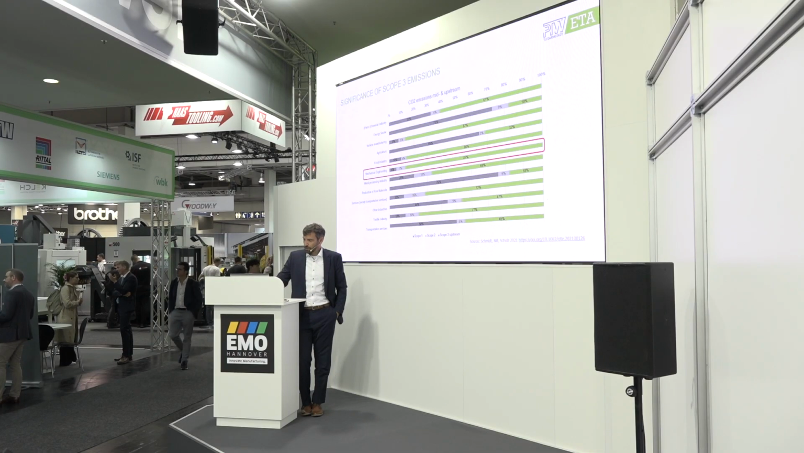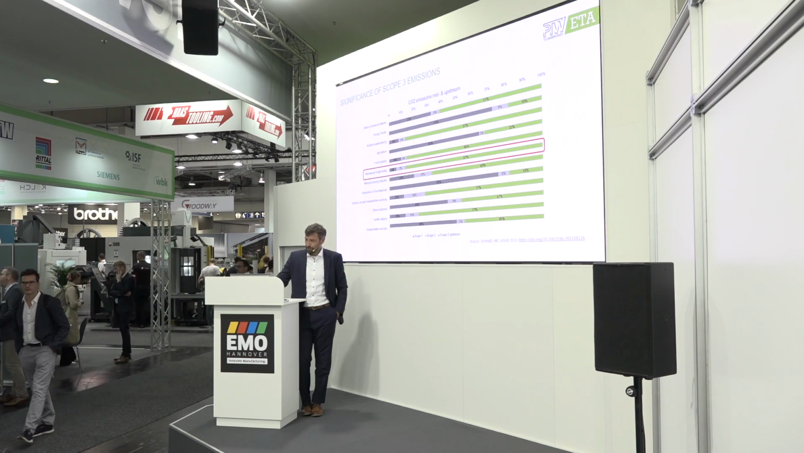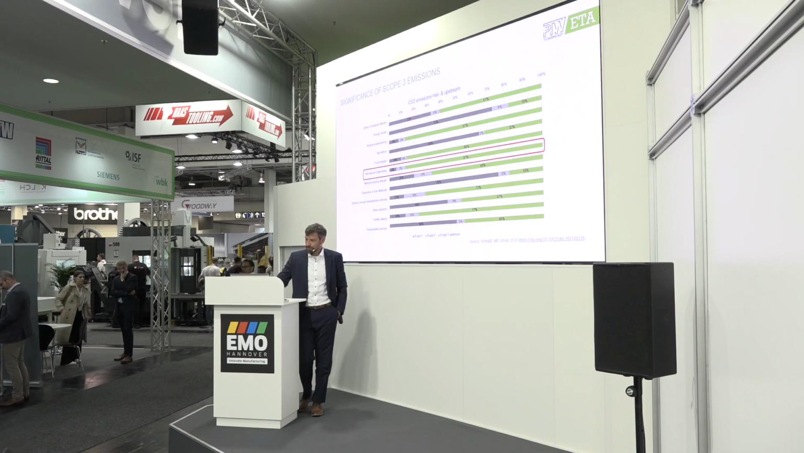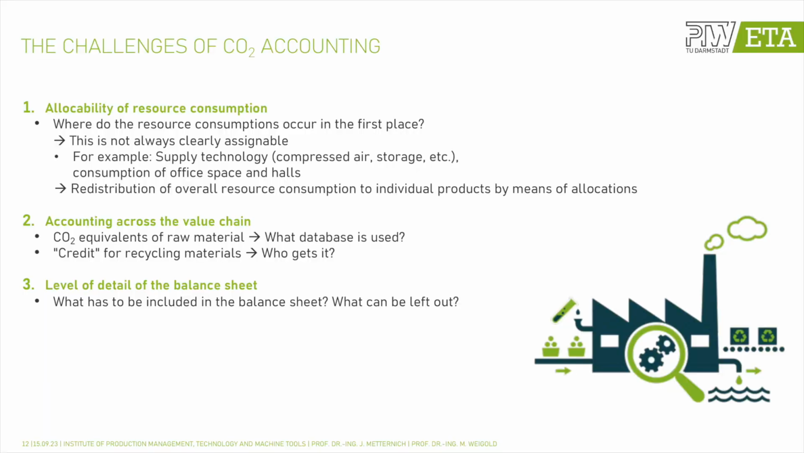So after doing more than 5 years of research, investigations, development, I can say we have so-called top 3 items where we see the difficulties of accounting. One is the allocation aspect, the allocation of the resource consumption. Where do those consumptions occur in the first place? Who is responsible for it?